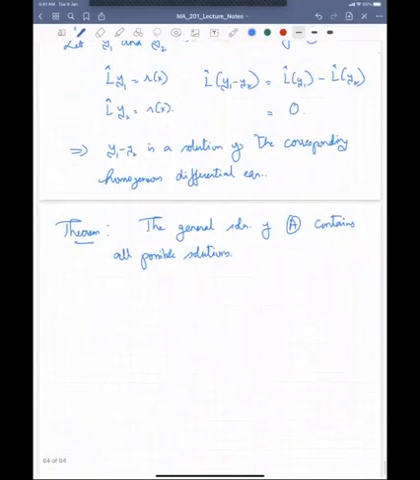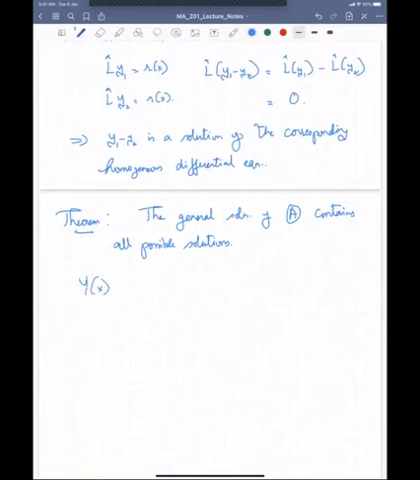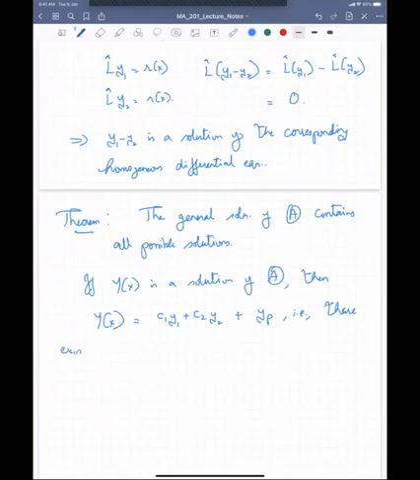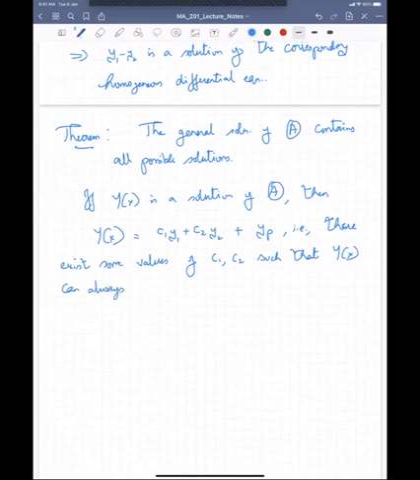In this case, what it means is that if somebody gives me some y of x, and claims that this y of x is a solution of A, then this means that y of x can be written as some particular c1 y1 plus some particular c2 y2 plus yp. That is, there exist some values of c1, c2 such that y of x can always be written in this fashion. Okay, so this is the content of the last theorem in the case of the inhomogeneous equation in your book.